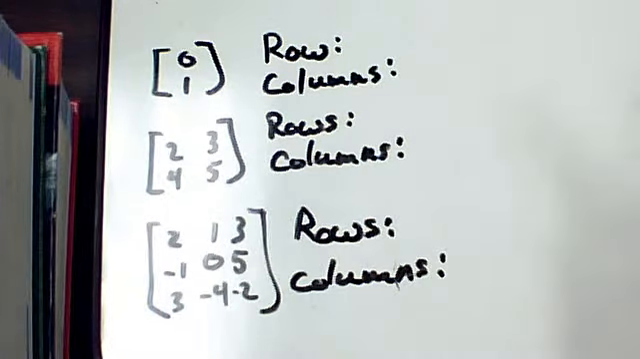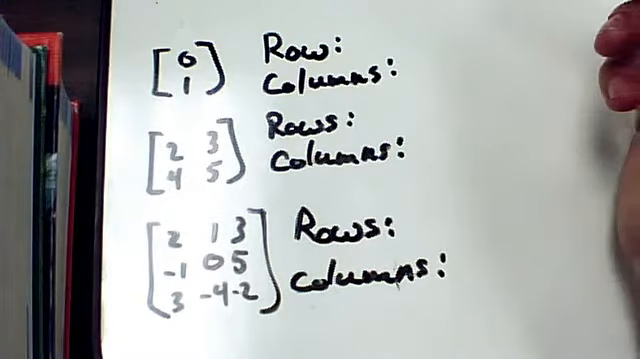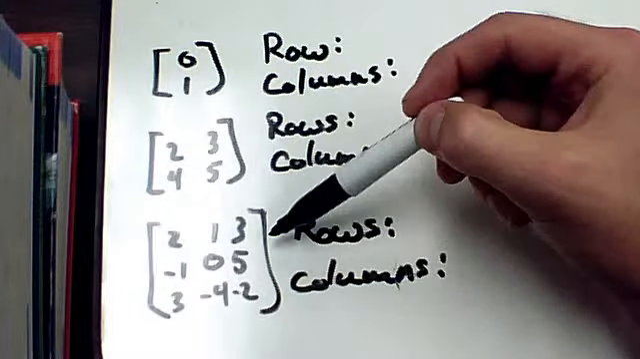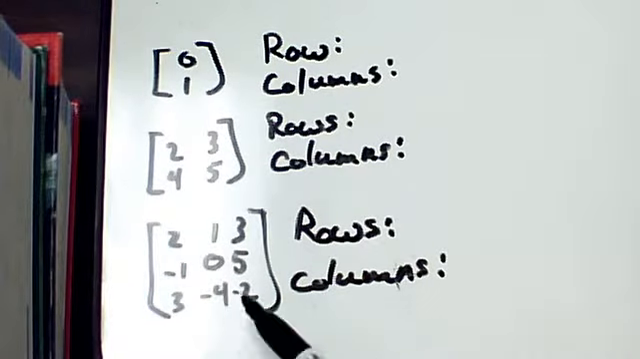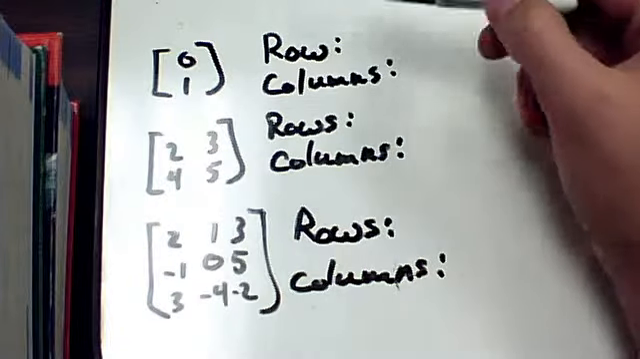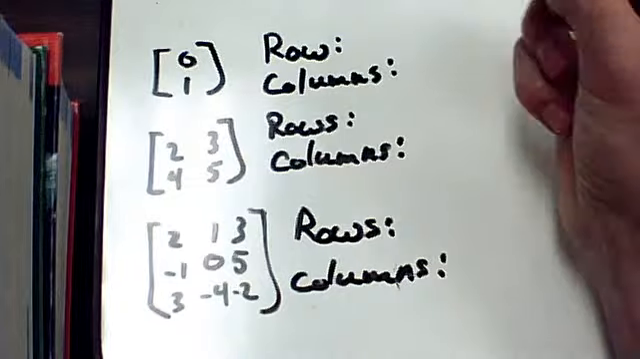Alright, so let's first of all learn how to identify a certain matrix and its size. A matrix is always going to look like a chart with brackets, and it's a list of numbers. To identify the size, we go rows and columns.